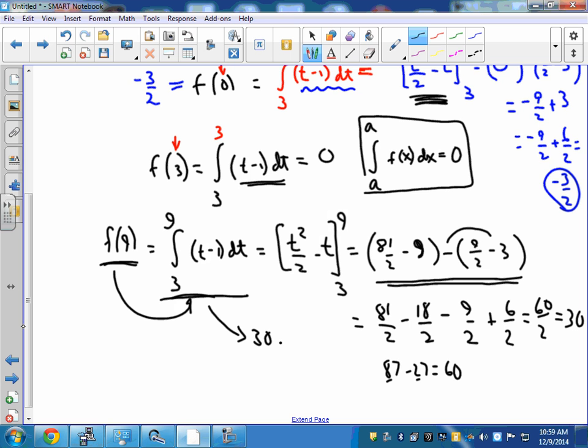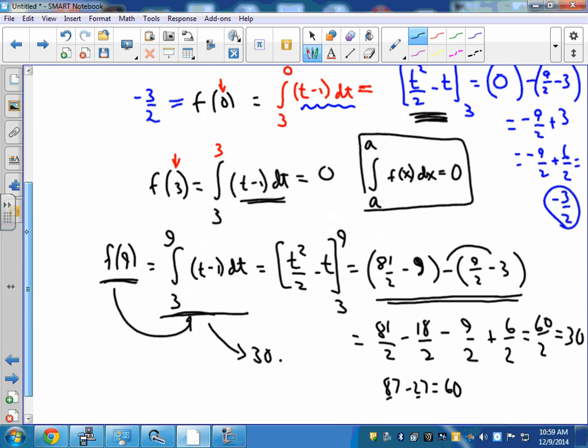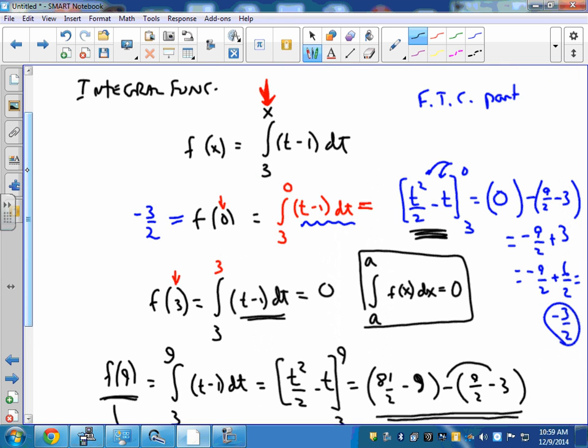Okay. Now, what else are you expected to be able to do with integral functions? You're expected to take the derivative. So what is f prime?